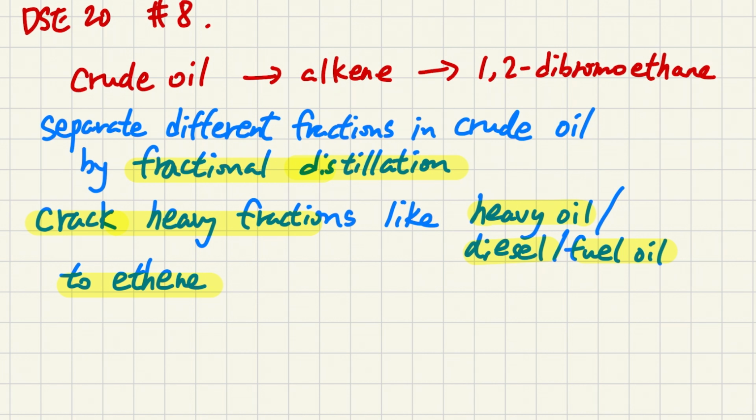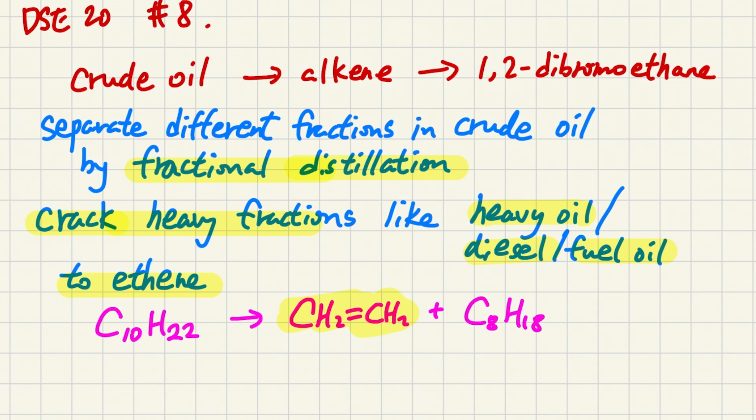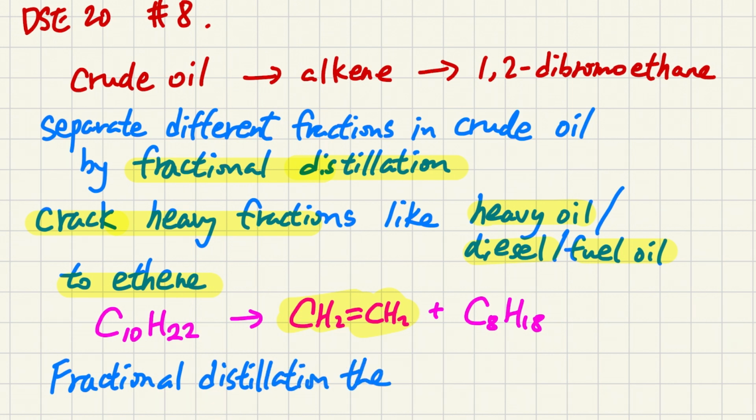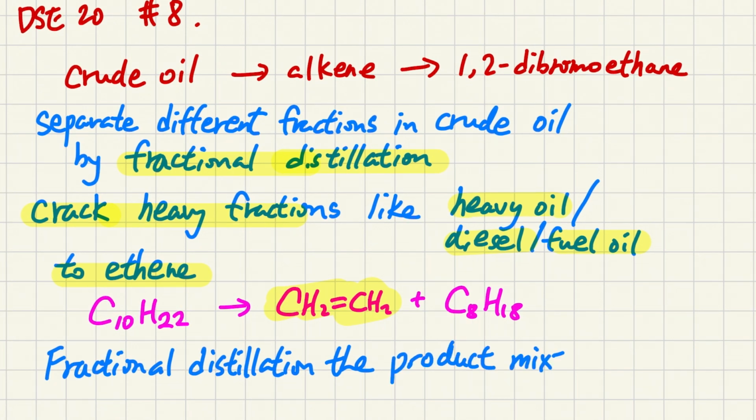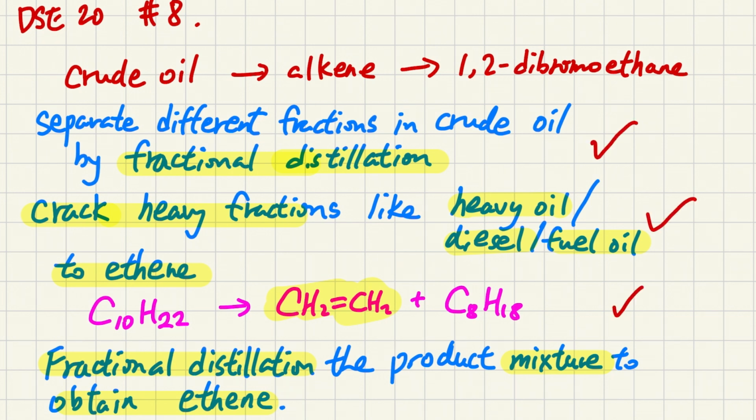And here we include a chemical equation. Next, after cracking, we have a lot of products in the mixture. So we need to carry out fractional distillation again to obtain ethene for the further process. And here you can see how the marks are allocated in the first step.